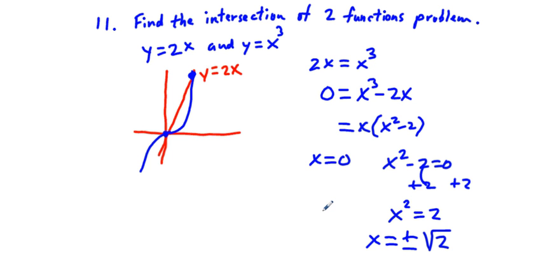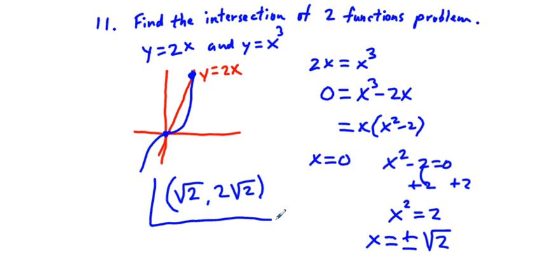And so what we need to do is the intersection is going to be found at an x value of square root of 2, and then we can use either function since the functions intersect. Our y value is going to be 2 times x, which is 2 square root of 2. So this is going to be our intersection in the first quadrant of these two functions.